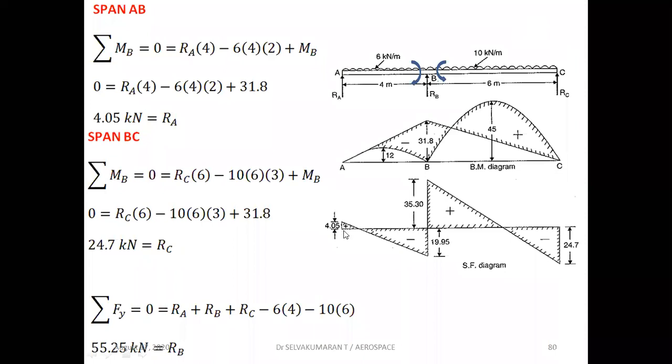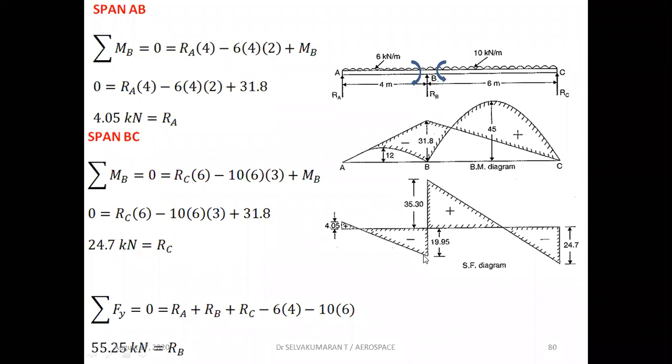4.05 is acting upward, so positive. Then at B, I want to calculate: 4.05 minus 6 into 4, that is minus 24. You will get minus 19.95. Locate a point here and connect it. So here your shear force is minus 19.95.